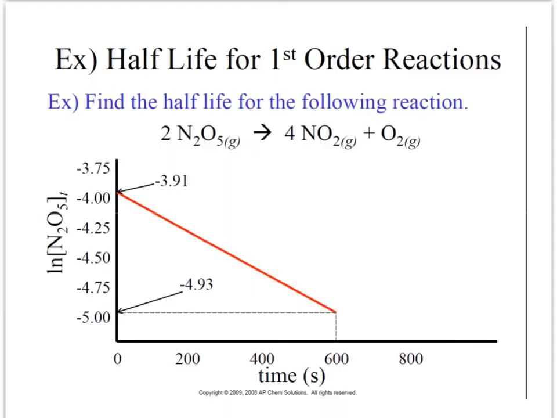Let's take a look at a practice problem. So we've got a reaction here with N2O5, dinitrogen pentoxide, and it is reacting to form nitrogen dioxide and oxygen gas. And we can see that it is a first-order reaction. How do we know this is a first-order reaction? It's because we have a natural log of a concentration, and we wind up with a straight-line graph when we graph it against time. So that should be a clear sign to us by now that this is a first-order reaction.